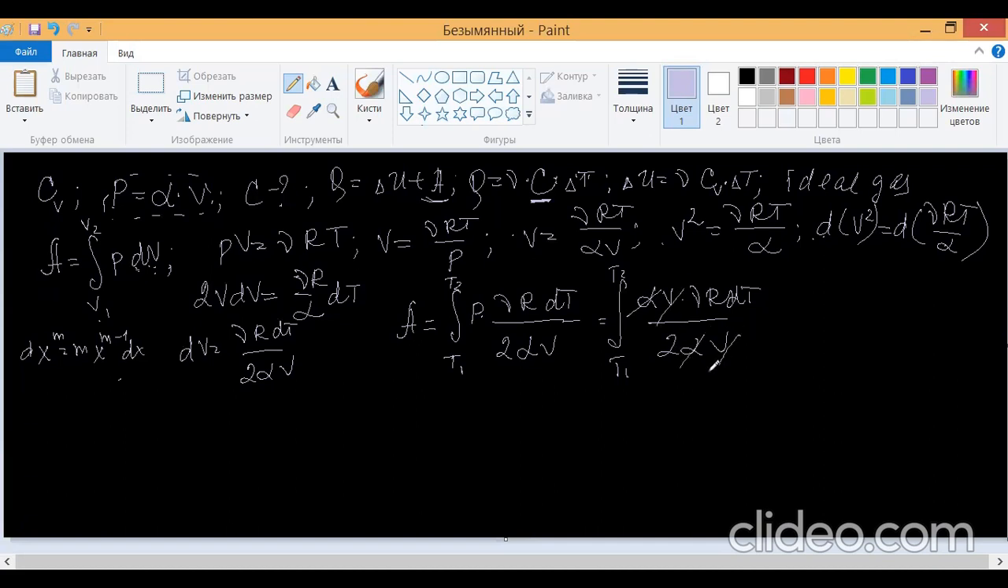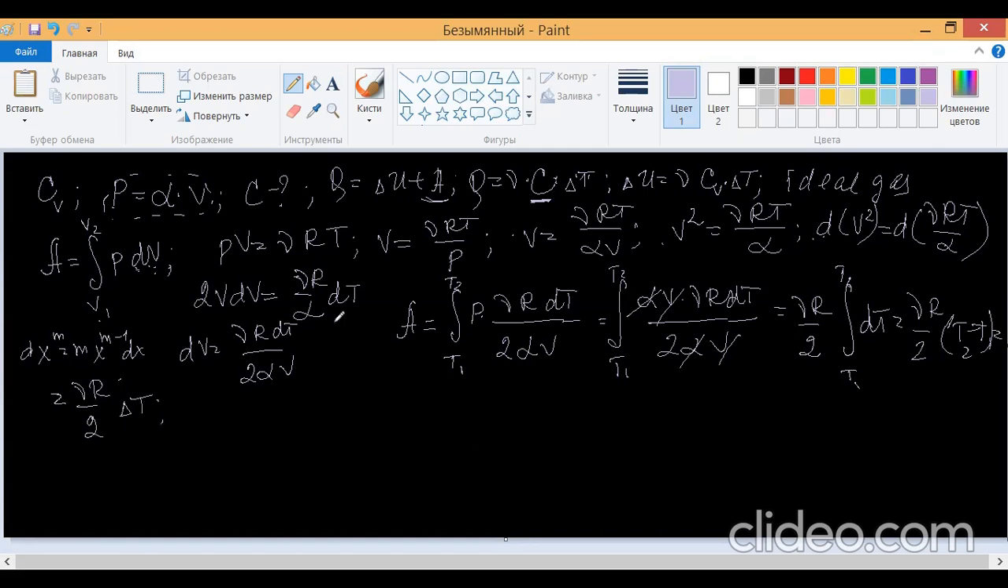Alpha and V go. And we've got finally nu R over 2. They are constant, for that reason I can write them before the integration symbol. Okay, dT. The integral and differential kill each other, and we've got nu R over 2 times T2 minus T1, or it's equal to nu R over 2 delta T. So we can put this instead of A into this formula.